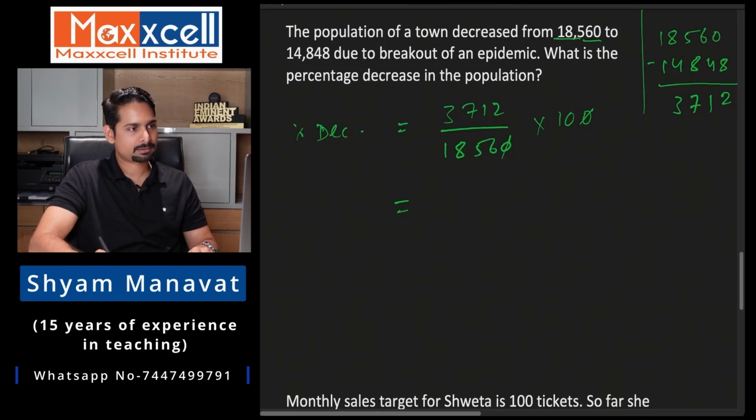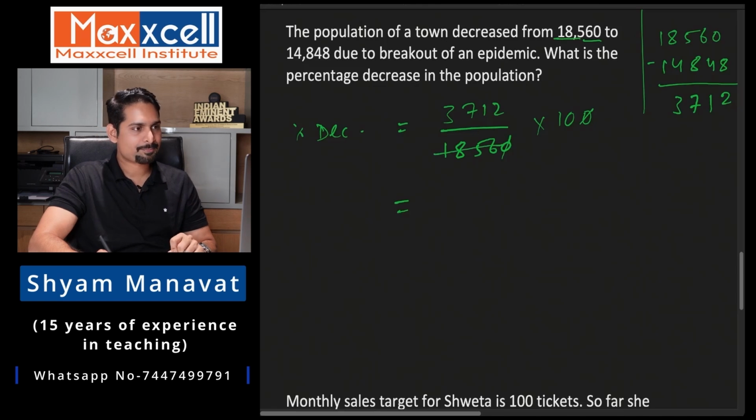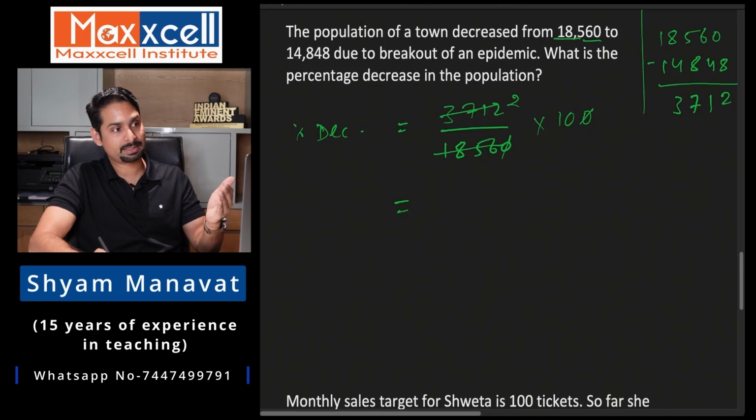Okay, this looks like double. You can simplify by small numbers, but I can see here clearly this is 18 and this is correct 36. 56 double is how much? 112. Yes, you can cancel this directly by twice. This is 1856 multiplied by 2, you will get 3712.